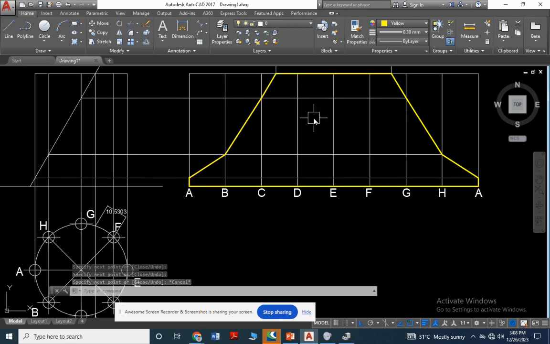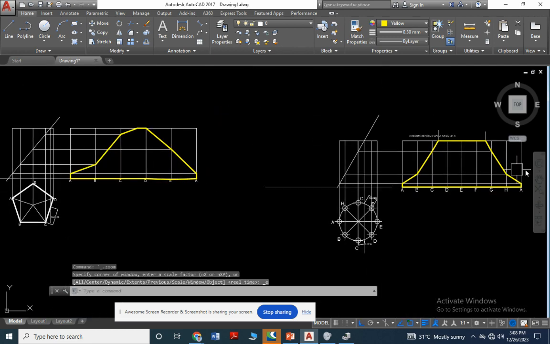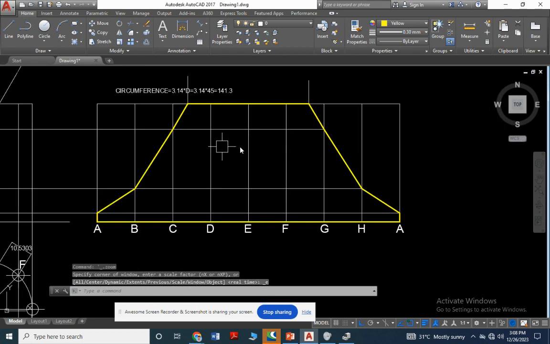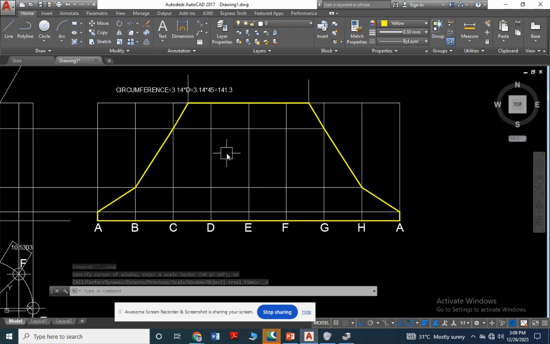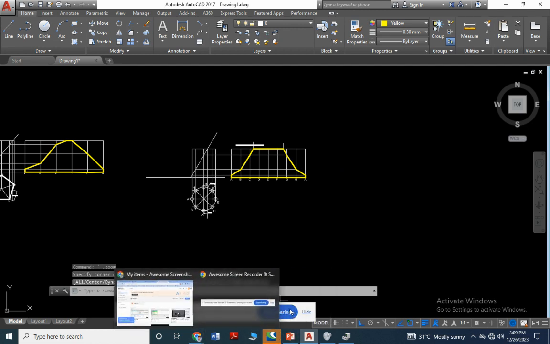Yeah, this is the development of surfaces for parallel line development. So the section plane is meeting at any point. It looks like this. Okay. Thank you.